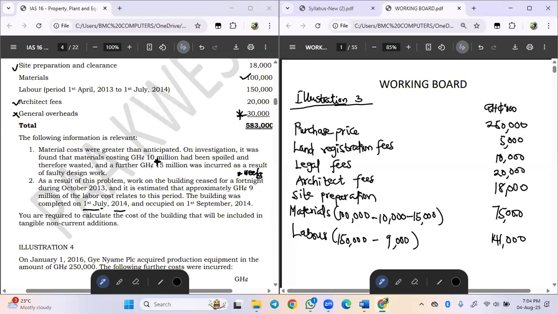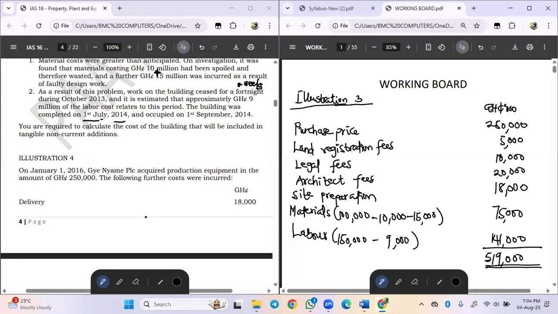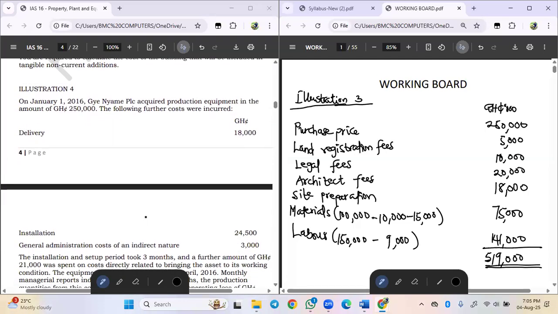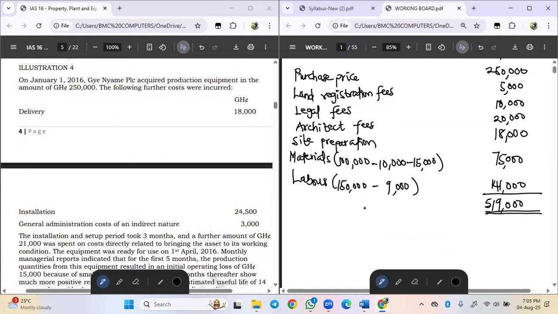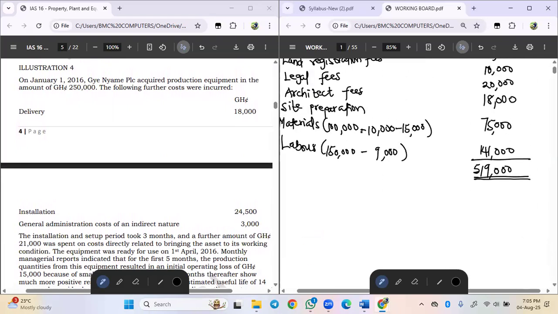Okay, so this will be the cost of the assets. So please, someone should add it for us. 519,000. Okay, so please, if you're having a question, you can bring it out. Or I think this one is quite simple. Okay, this one is quite simple. All right. Okay, so let's read this one. Hello, the one who read for us, kindly help us here.